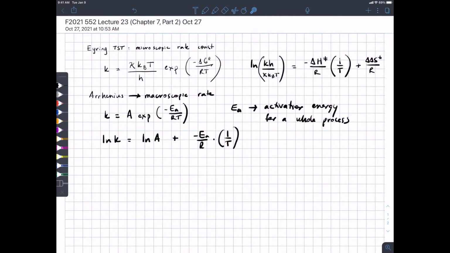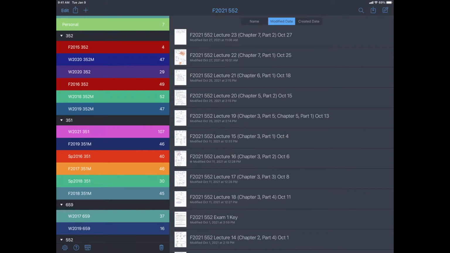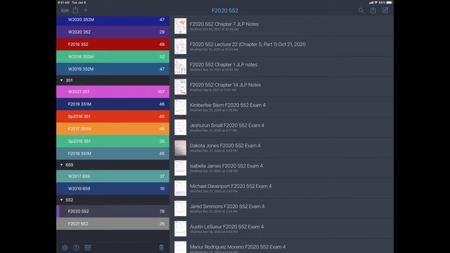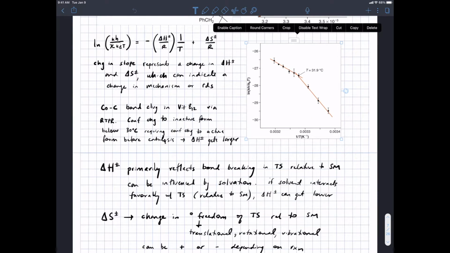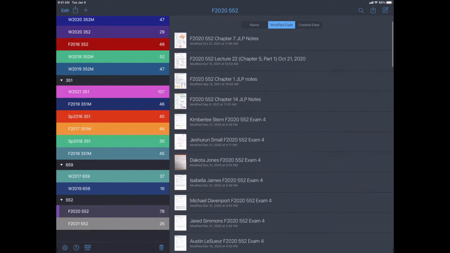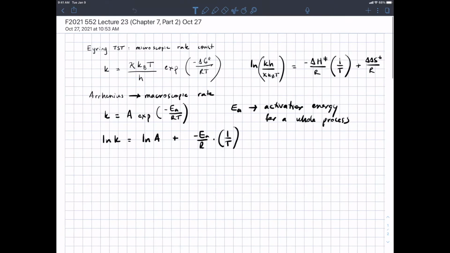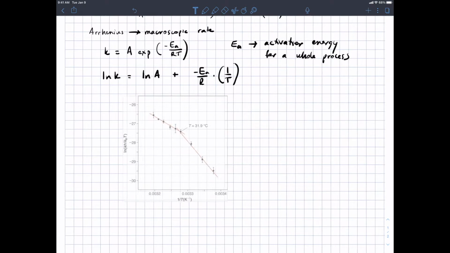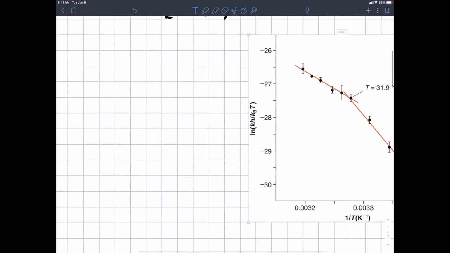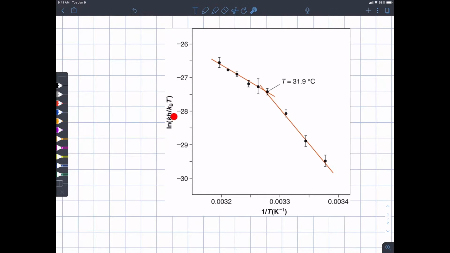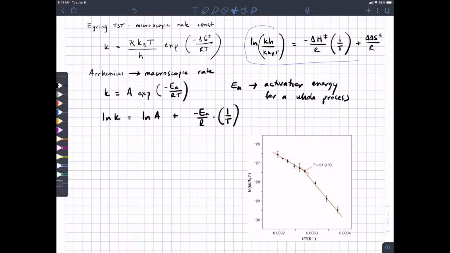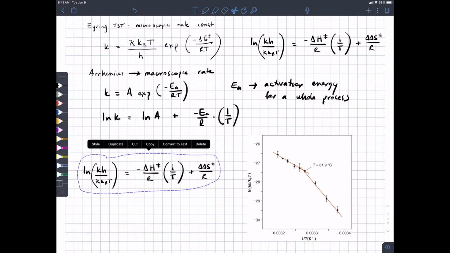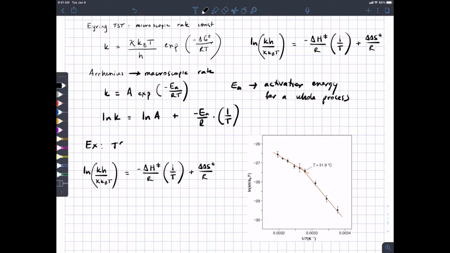So when is this useful? I need to get a graph or a figure from a previous iteration of the course that I didn't paste over here yet, but it's kind of interesting. So this is an Eyring plot. On the y-axis, you've got natural log of rate constant times Planck's constant divided by Boltzmann's constant times temperature, and then they're plotting it versus 1 over T. So we're using here an example of Eyring transition state theory analysis.